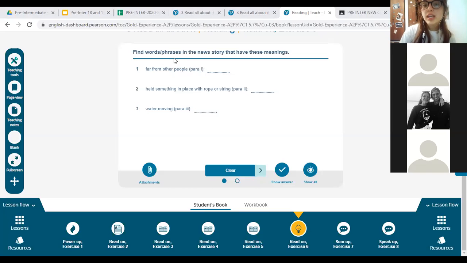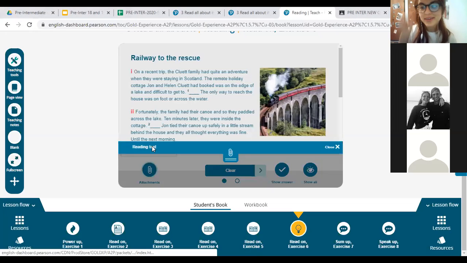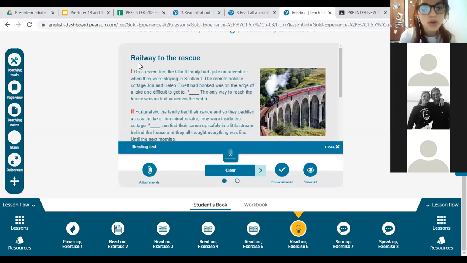Okay, now we need to find certain words or phrases that are in the story to match these meanings. The first one is in paragraph 1, and it means far from other people. So we will do this all together because this one, we need a team mind. So we have "recent." Does it mean far away or close? We need to find a word that means far from other people.